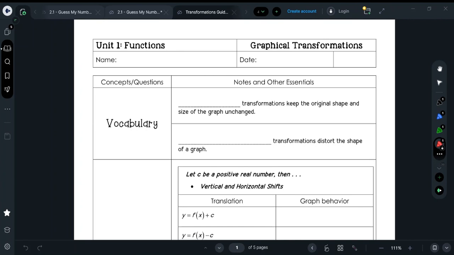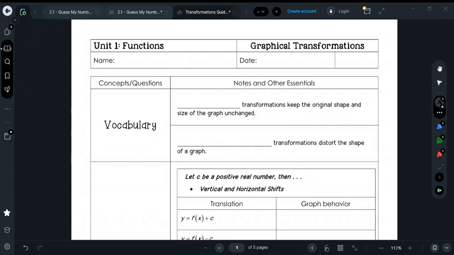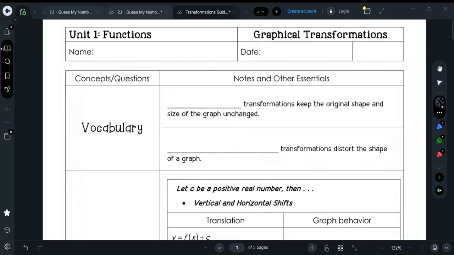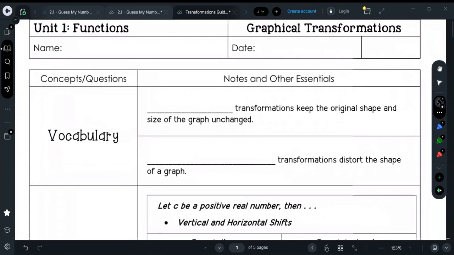What we're going to be talking about today is function transformations. In our last set of notes, we were introduced to 5 different function families, and we saw the parent function. Now we're going to look at ways which we can transform those functions. The first thing we're going to do here is fill in a couple vocabulary words.